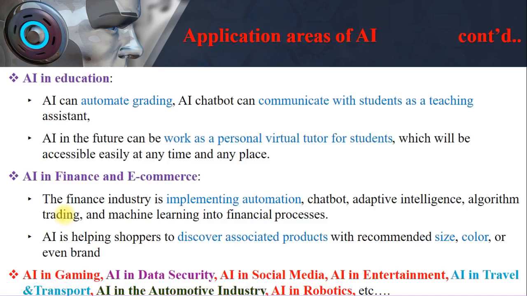The other application area is education, where there may be student assisting machines, as well as automated grading and chatbots in order to communicate with students as well as teachers and the like. If we see finance and e-commerce, it is also applicable, starting from recommending to sellers as well as shoppers according to size, color, and the like. We can also see the application of artificial intelligence in gaming, mobile games, computer games, and the like, or in security, data security or information security, and in social media. These are all application areas of artificial intelligence. From this, we can conclude that artificial intelligence can be applicable in almost all areas of human activity.